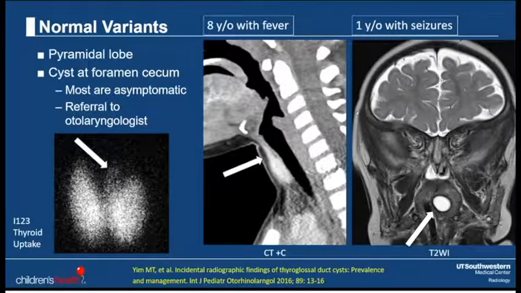The other normal variant is a small asymptomatic cyst within the posterior aspect of the tongue at the foramen cecum, likely relating to small thyroglossal duct cysts. Most of these are asymptomatic and only need a referral to the otolaryngologist. Here's a 1-year-old with seizures, an incidental small thyroglossal duct cyst within the posterior aspect of the tongue.